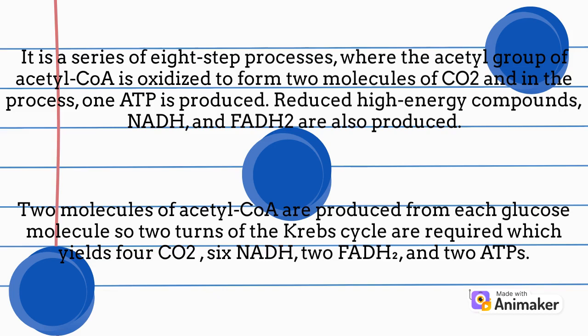Two molecules of acetyl-CoA are produced from each glucose molecule, so two turns of the Krebs cycle are required, which yields 4 CO2, 6 NADH, 2 FADH2, and 2 ATPs.